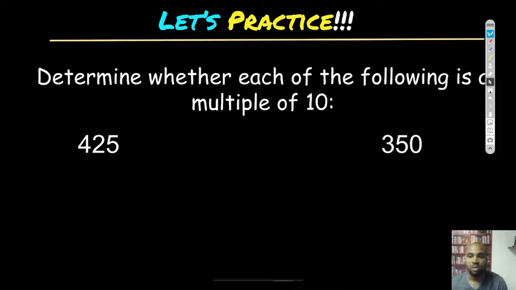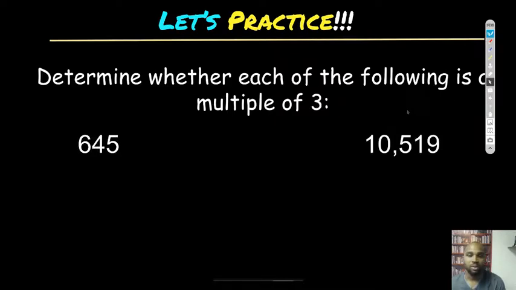All right, let's do this one as well. Is this a multiple of 10? Well, if we remember our rules for multiples of 10, 10, 20, 30, and so on, what do they have in common? They all end in 0. This one does not end in 0, so it's not a multiple of 10. This one does end in 0, so I know for sure that's a multiple of 10. Matter of fact, 35 times 10 will give me 350. So, easy peasy.